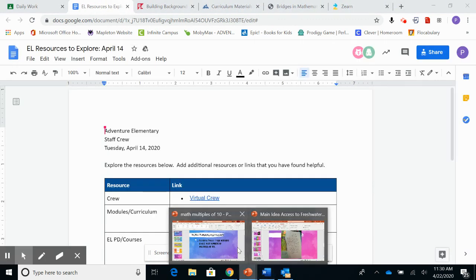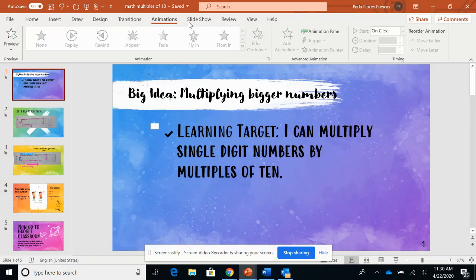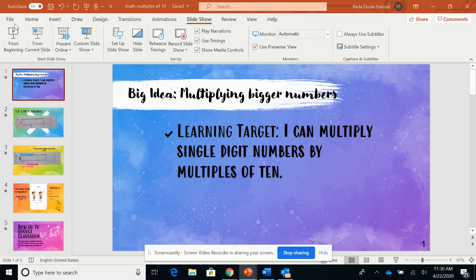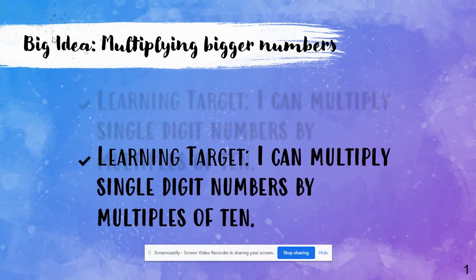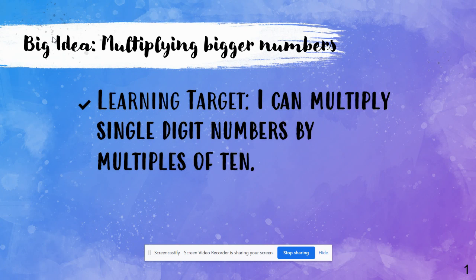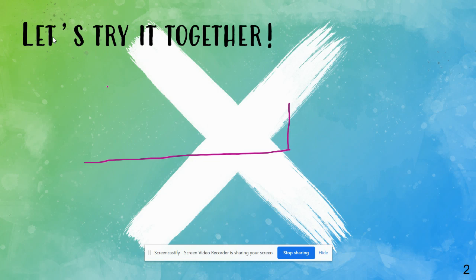Okay. Now to get onto our lesson. So our big idea is still multiplying bigger numbers. Learning target: I can multiply single digit numbers by multiples of 10. So let's try it together.